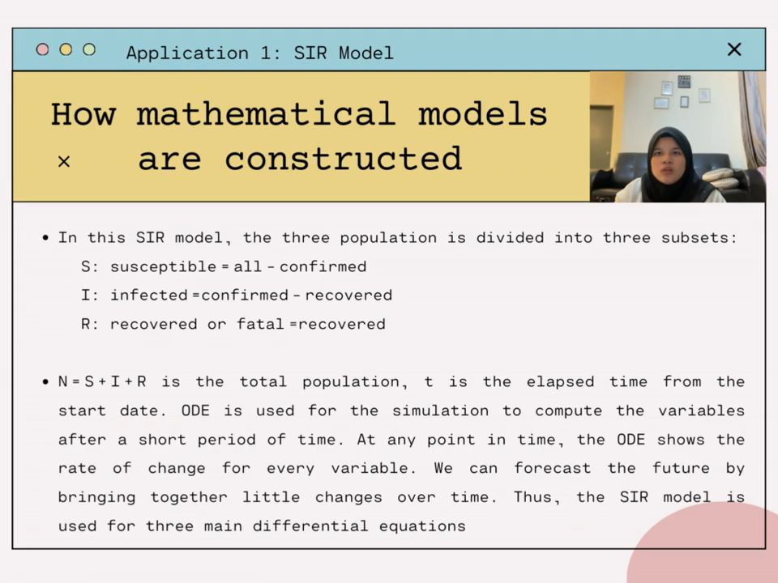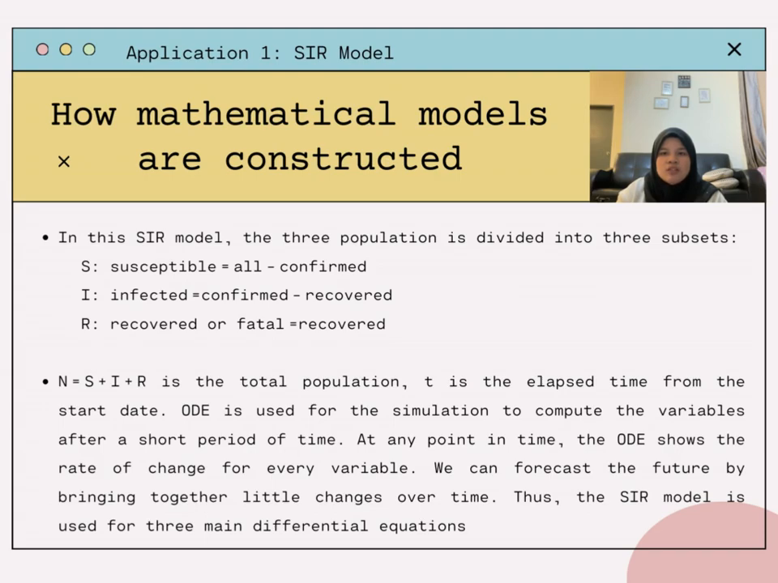The ordinary differential equations, or ODE, of the basic SIR model are dS/dt equals negative βSI/N, dI/dt equals βSI/N minus kI, and dR/dt equals kI, where N equals S plus I plus R is the total population, and t is the elapsed time from the start date.